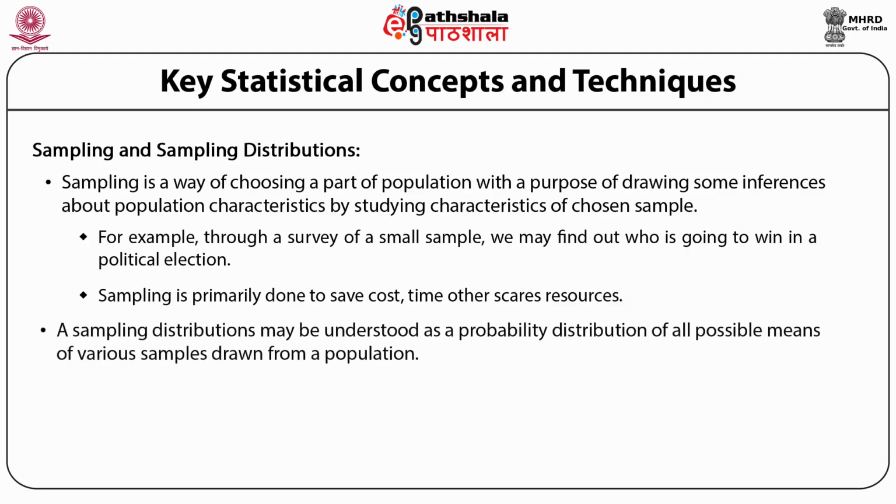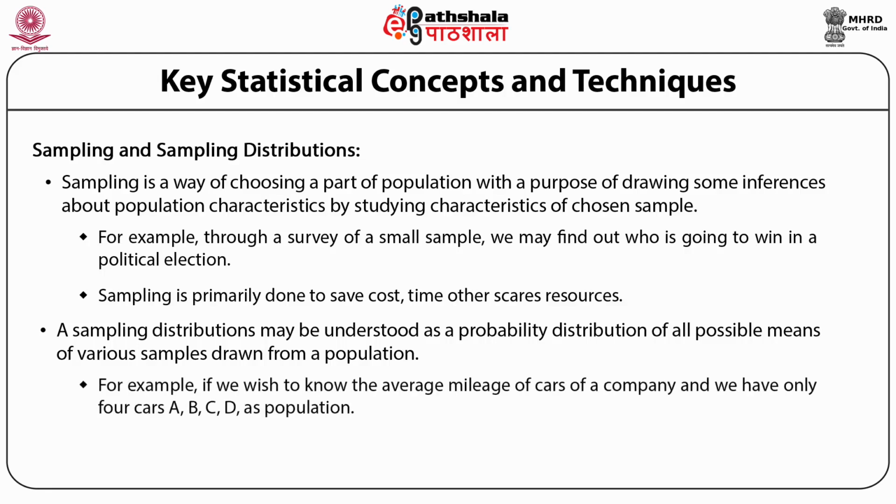A sampling distribution, on the other hand, may be understood as a probability distribution of all possible means of various samples drawn from a population, which means we pick up all possible samples of a given size from a population, and then if we calculate their means, and draw a distribution of all those means, then we're going to get a distribution called sampling distribution.